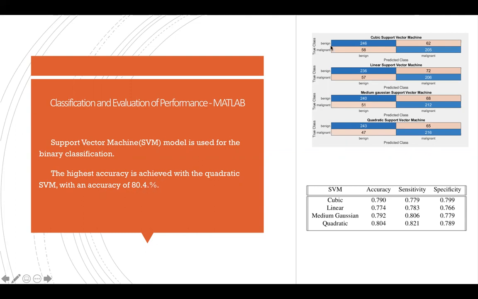And the other results you can see in the confusion matrix, where we have our true class here and predicted class here. Those are true negative, true positive, false positive, and false negative. And those are the accuracy, sensitivity, and specificity of different forms of SVM. And as I mentioned before, the highest validation accuracy was for quadratic SVM.